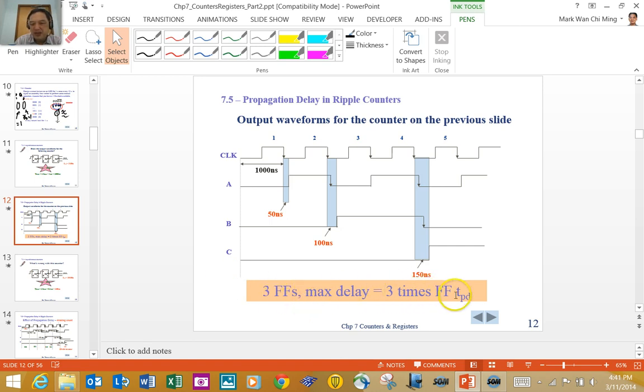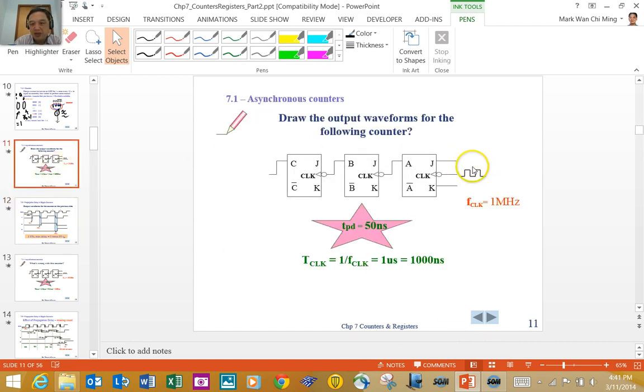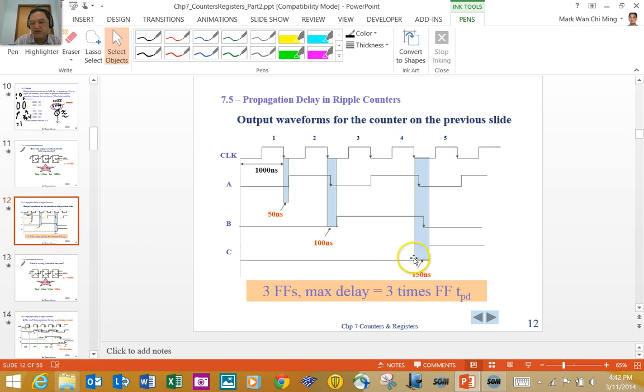One flip-flop is TPD, right? So it will be this propagation delay times 3, right? So it's 3 times the flip-flop propagation delay. Very straightforward. You can see from here, signal here, come to here, 1 delay. From here to there, another delay. From here to there, another delay. So 1 delay is 50 nanoseconds. So all together, you add them up together, 3, right? So 3 times 50 nanoseconds. So it will give you a total 150 nanosecond delay. That is it, nothing more than that.